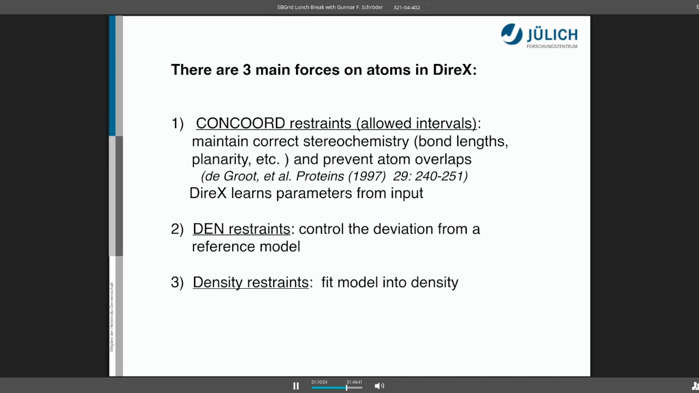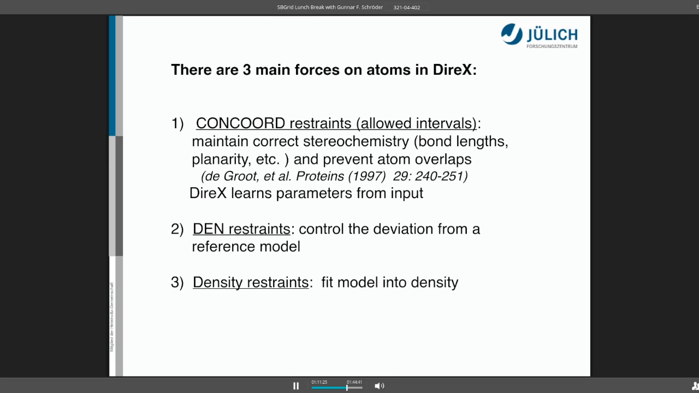DireX learns the parameters from the input structure. So you read a structure into DireX, and DireX will learn all the bond lengths and angles from that input structure. So that has advantages and, of course, disadvantages. The advantage is that DireX can read any molecule you like. So if your protein contains some strange ligand, DireX will not complain. It can read all of that.